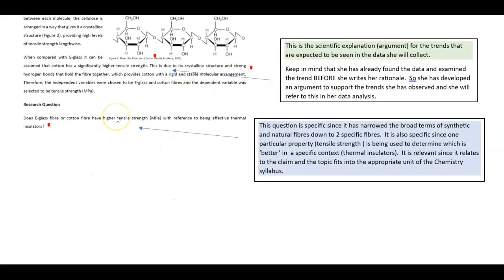Looking at her research question, does e-glass fibre or cotton fibre have higher tensile strength with reference to being effective thermal insulators? You can see that the question is specific, so she's narrowed down the broad terms of natural and synthetic fibres to two specific fibres, e-glass and cotton, and one particular property that she's looking at, tensile strength, which she will use to determine whether it's better in the context that she's given, which is thermal insulating. It's a relevant research question because it relates to the claim specifically, but also fits into Unit 4 of chemistry, which is when she wrote this assignment.